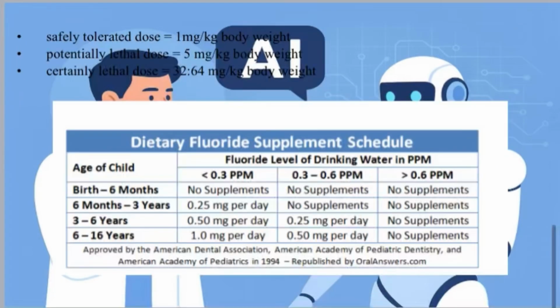Safely tolerated dose equals 1 mg per kg body weight. Potentially lethal dose equals 5 mg per kg body weight. Certainly lethal dose equals 32 to 64 mg per kg body weight.